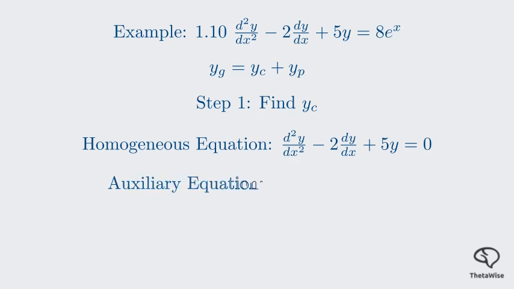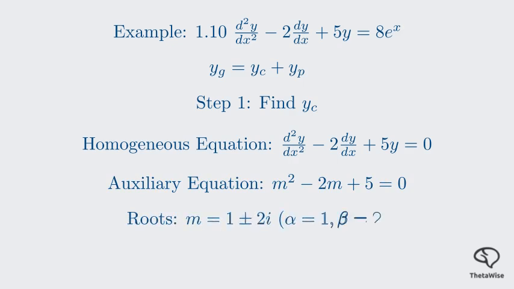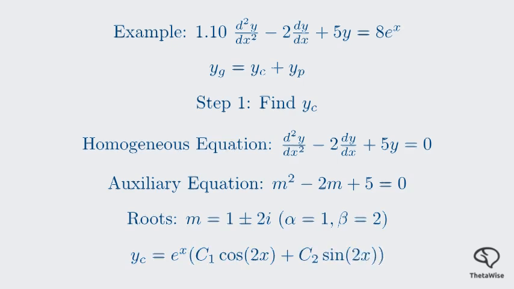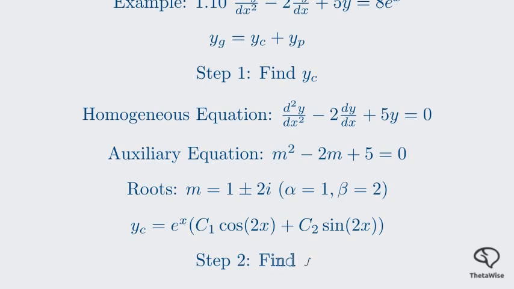Notice this is the exact same equation we solved in the complex roots example. This is not a coincidence. We know from our previous work that the roots are m equals 1 plus or minus 2i. This means alpha is 1 and beta is 2. Therefore, our complementary solution is y_c equals e to the x times the quantity c1 cos 2x plus c2 sin 2x. Step 2. Find the particular solution, y_p.